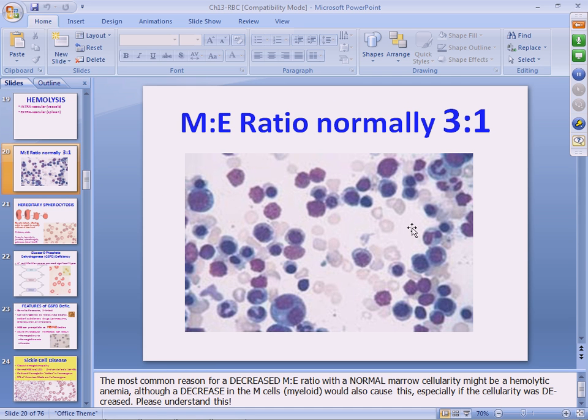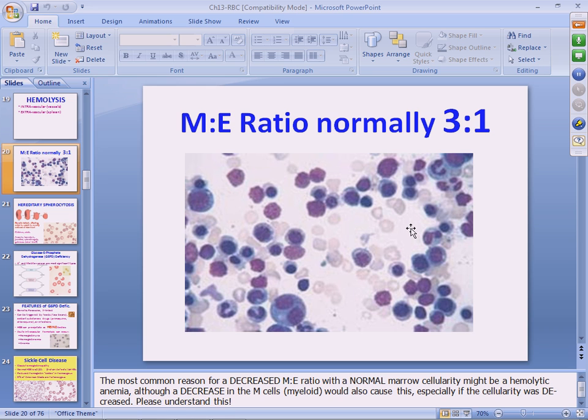So, remember, we've talked about this a couple times already. We've introduced the concept of an ME ratio. This is very, very important in the evaluation of a hemolytic anemia. Because if I told you, and I think you understand why now, that there are approximately 3 times as many myeloid cells in your bone marrow as there are erythroid precursors, then that's called the ME ratio of 3 to 1, isn't it?